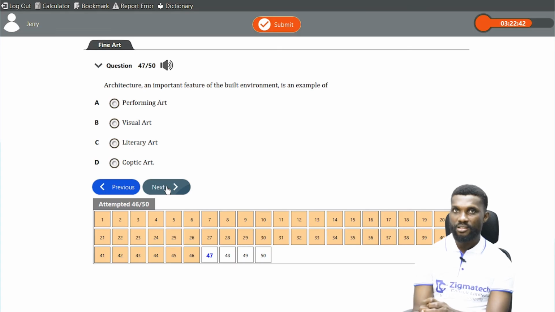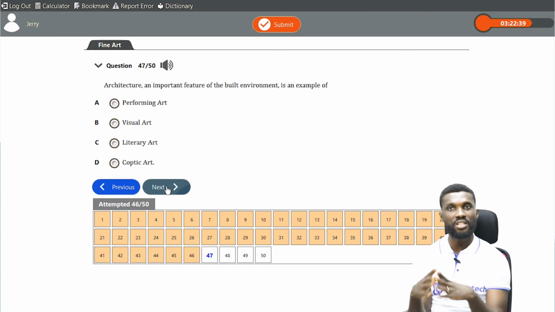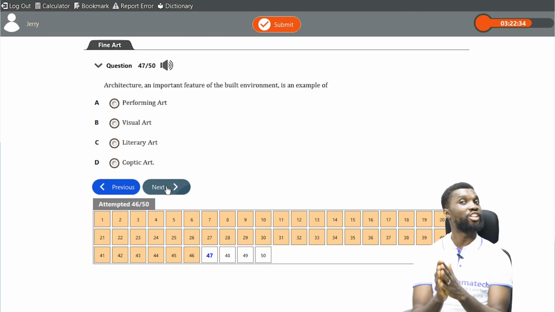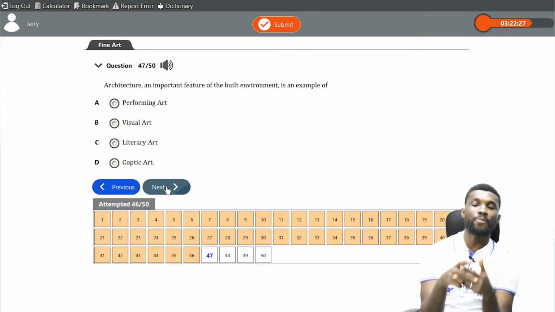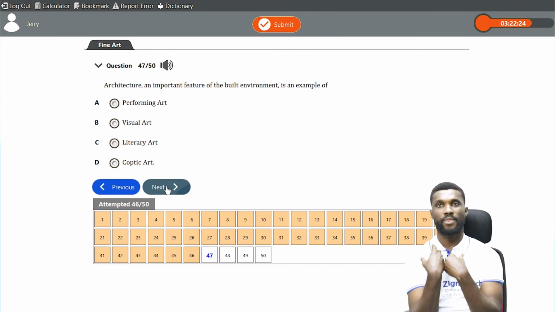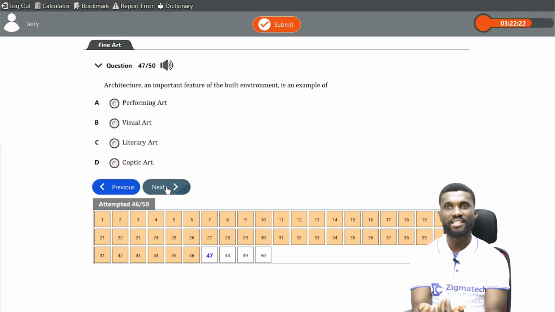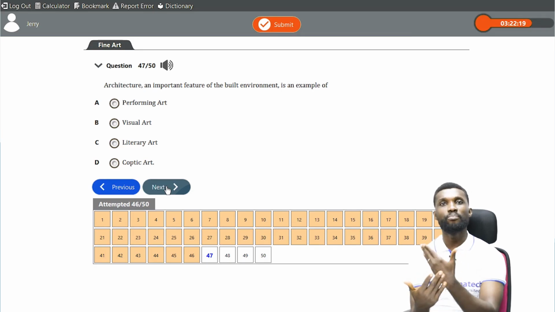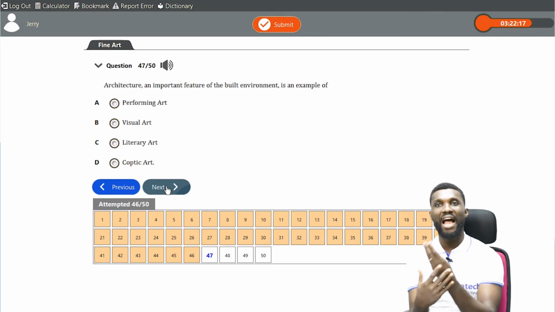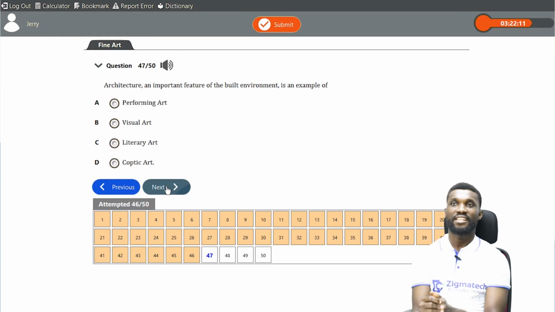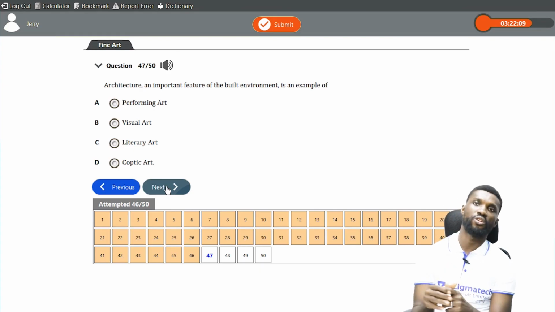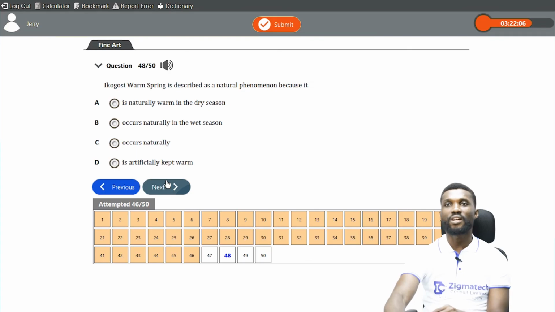It is not in performing art. Performing art talks about dance, drama, music, singing. It is not in literary art. Literary art is journalism, writing, prose, poetry. It is not in Coptic art. I don't know what Coptic art is. But it is in visual art, because it solves a problem. So architecture, an important feature of the built environment, is an example of visual art.